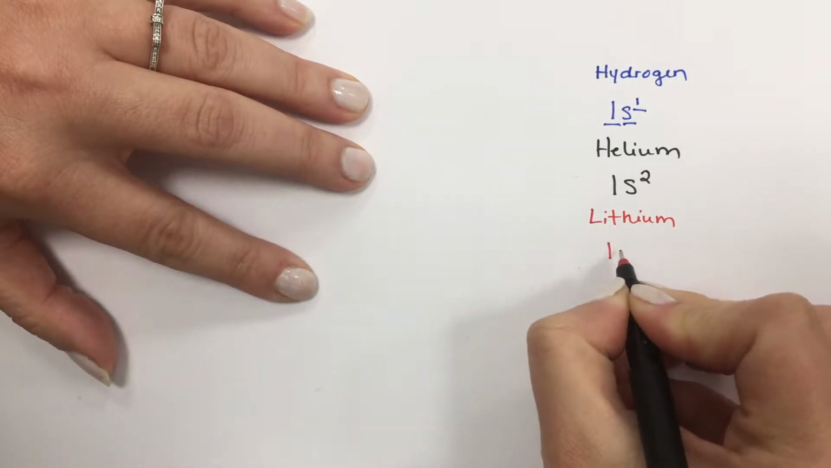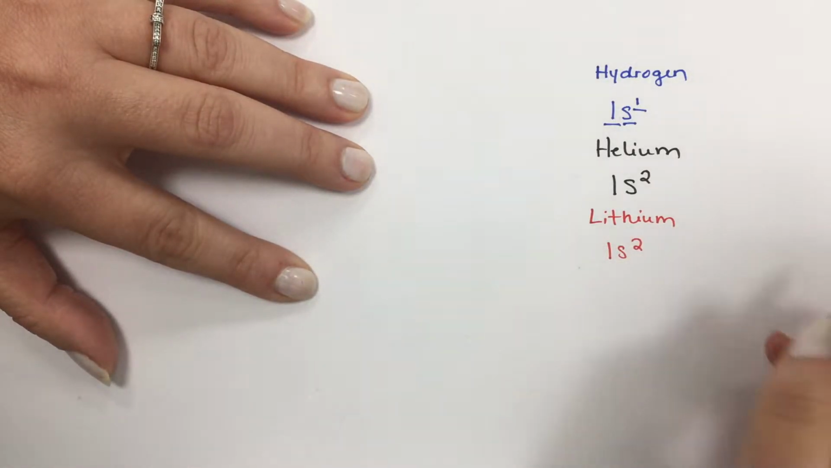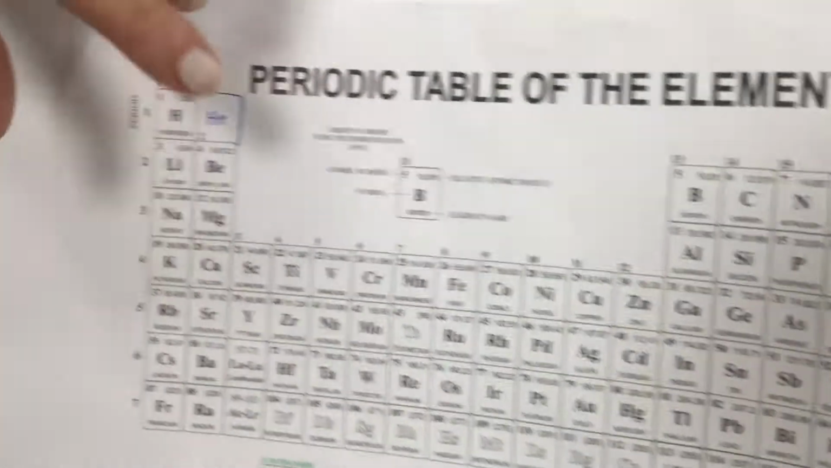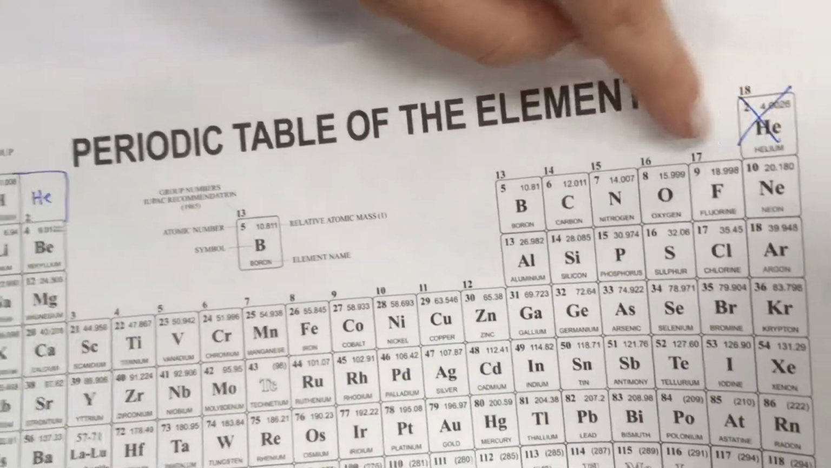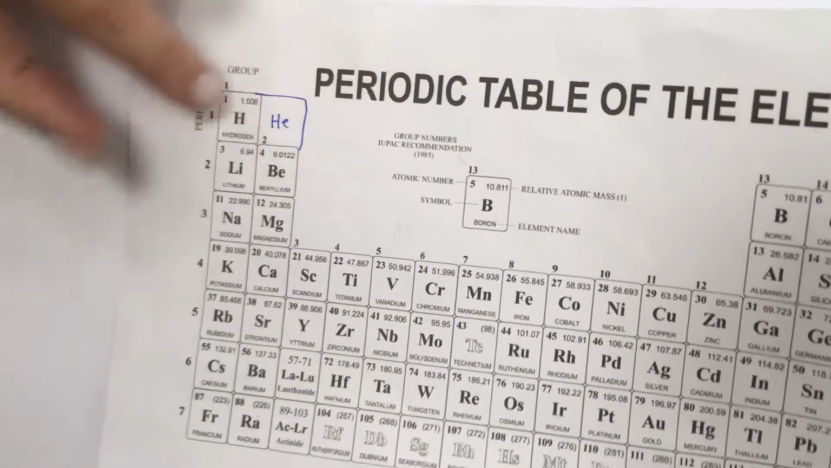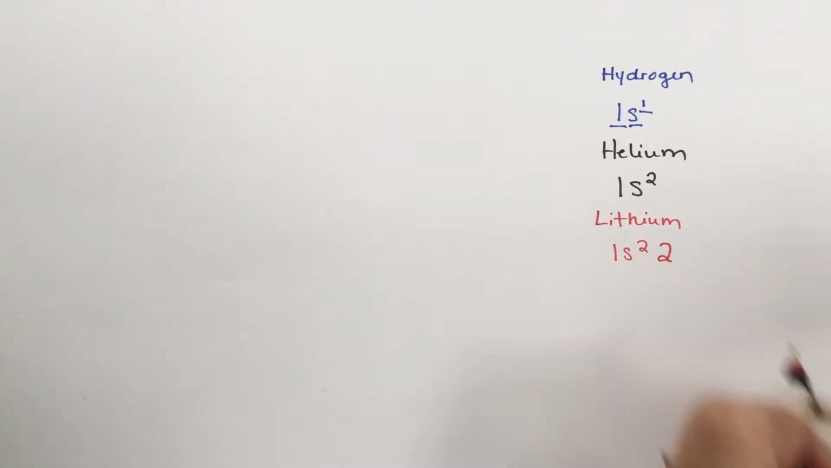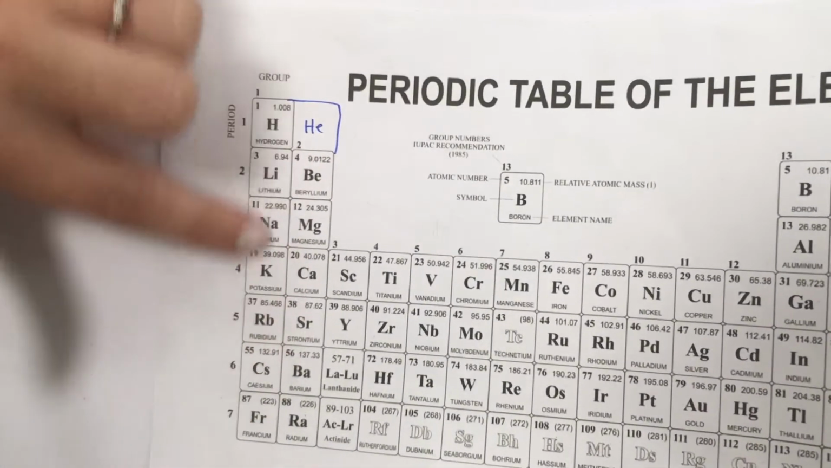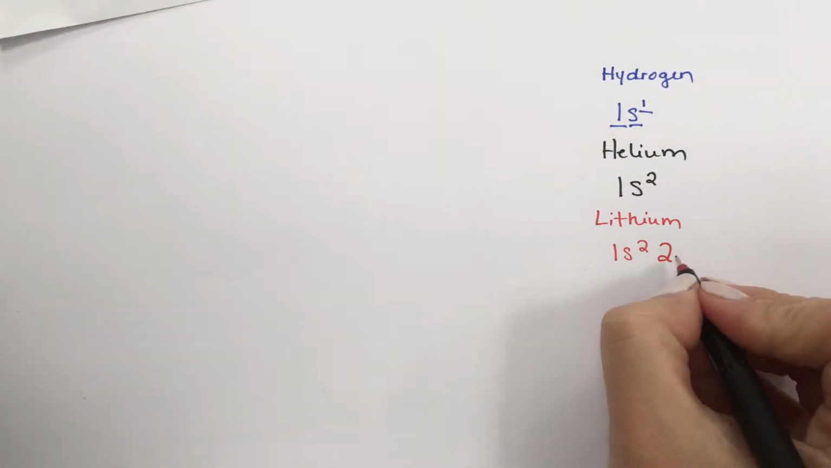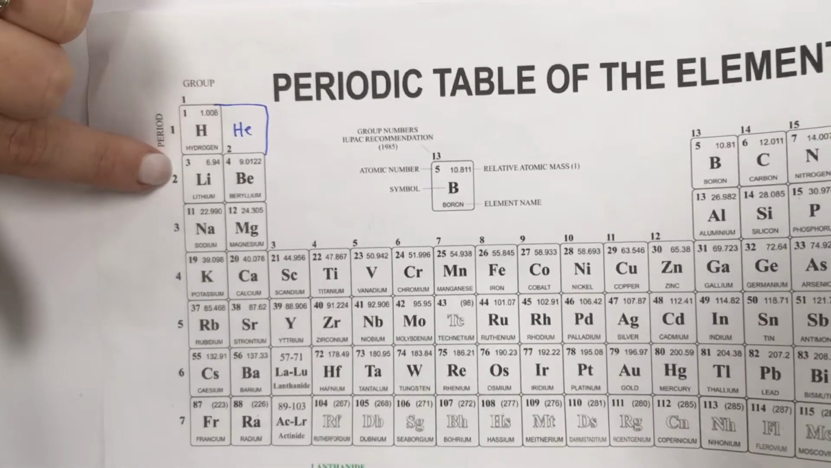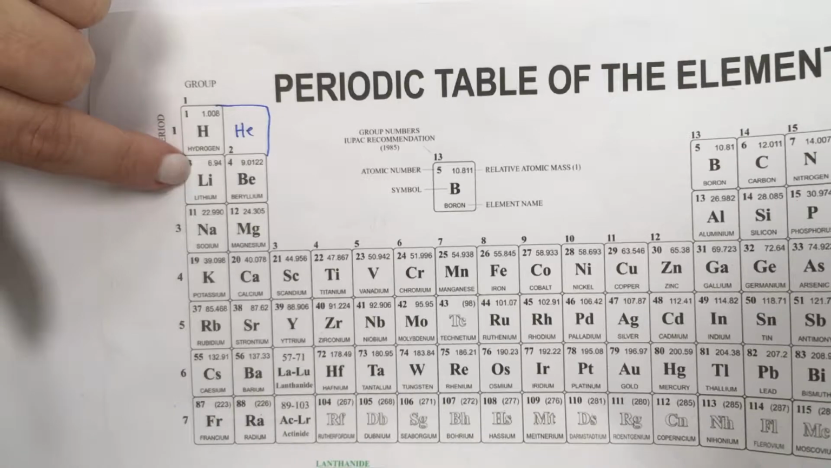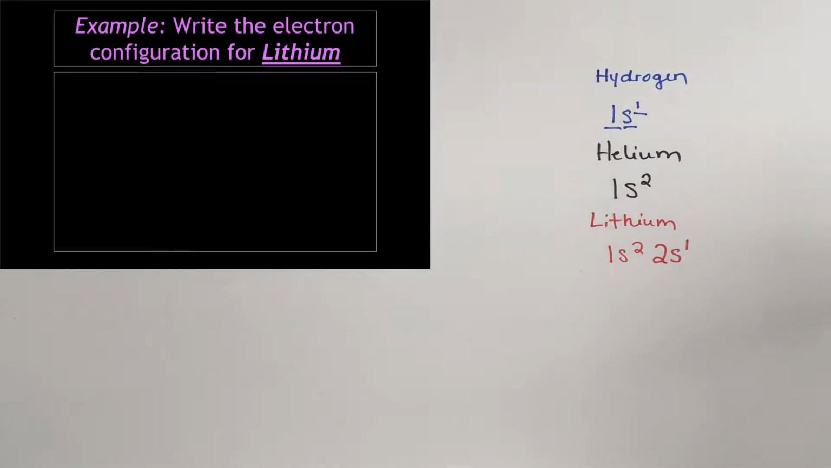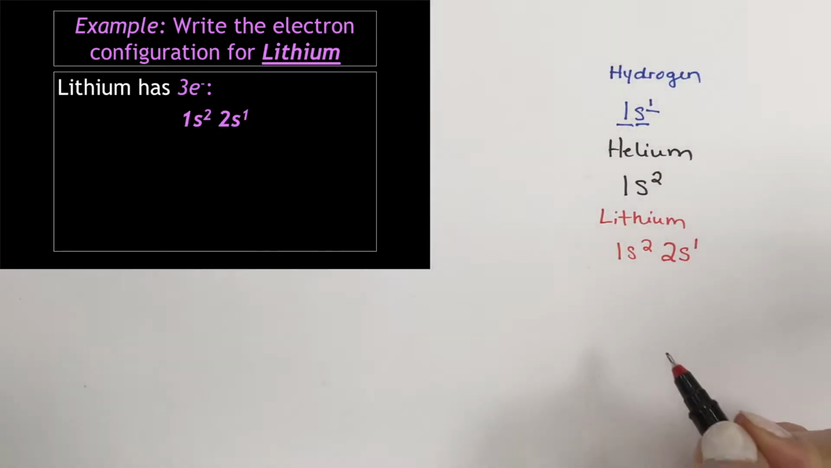Lithium. So you have 1s2, okay? And then you move on, and there's nothing else in the first energy level, just these two. Second energy level, you write next to it 2. And then this is the S block, so 2s. How many electrons does it have in that second energy level? That's one electron. So it's 2s1. That's how you would write it: 1s2, 2s1.